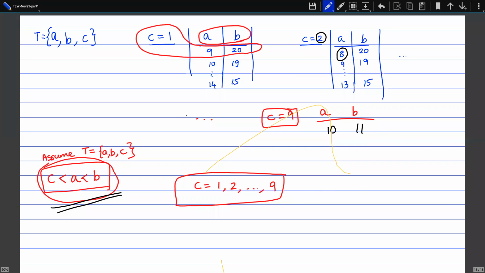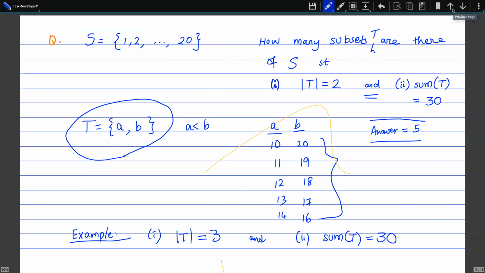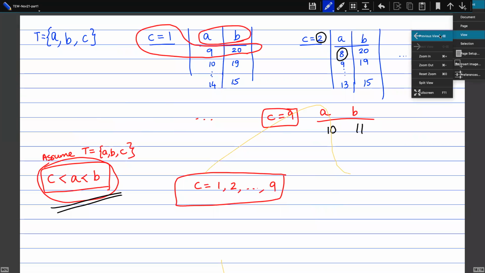But more generally, how would we do this in generality? It's useful to pose this problem in very general terms. That is, instead of saying cardinality of T is 2 and sum is 30, let me give these numbers a name, like we did in the previous problem where we gave that a name.